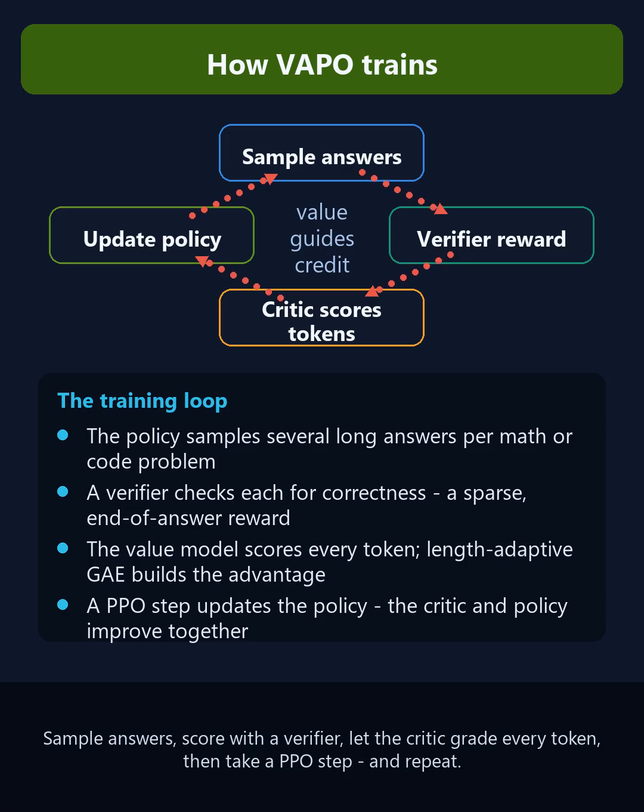Here is the training loop. For each math or coding problem, the policy samples several long answers. A verifier checks each one for correctness, giving a sparse reward. The value model then scores every token, and length-adaptive GAE turns those scores into a fine-grained advantage, how much better each step was than expected. Finally, a PPO step updates the policy on those advantages. Repeat, and the critic and policy improve together.